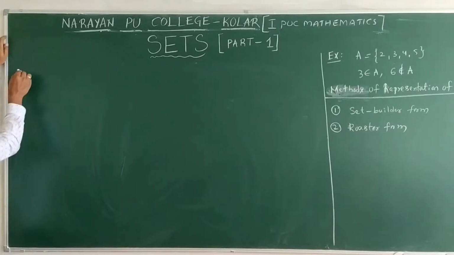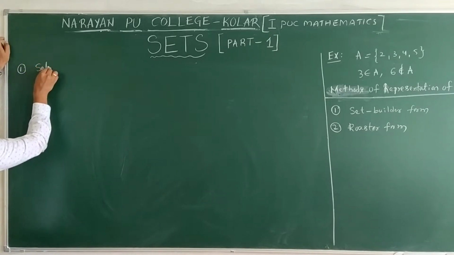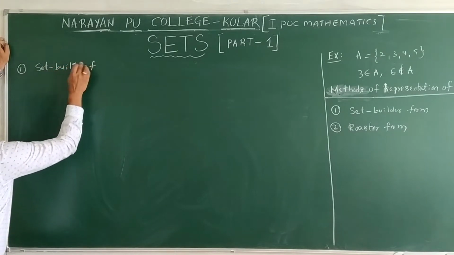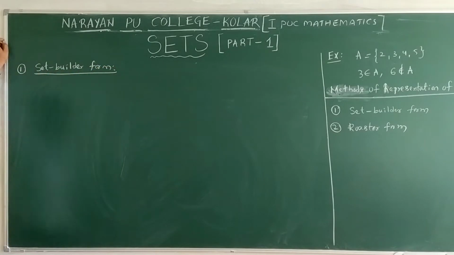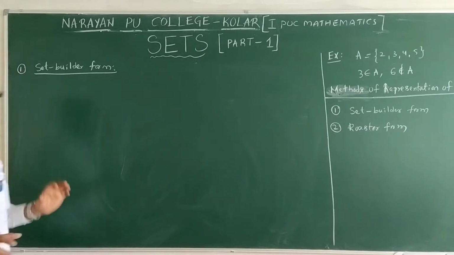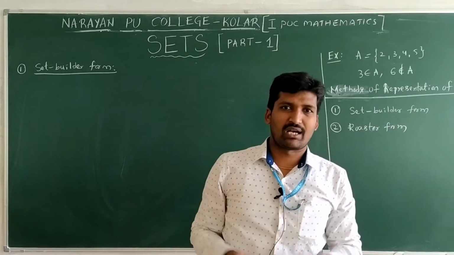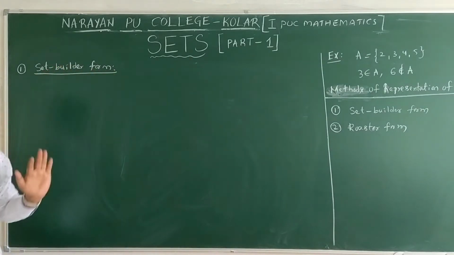Now, in the first one, the methods of representation of set. First one is set builder form. In this form, all the elements of set possess a single property. That means all the elements we are expressing with this common formula or common property. That is called a set builder form.